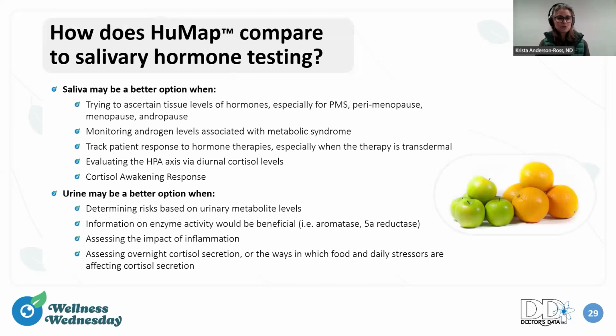Saliva is the best option when you want tissue-level hormone activity, especially for PMS, perimenopause, menopause, and monitoring transdermal therapies or diurnal cortisol patterns, including the cortisol awakening response. And urine is the best option when you need metabolic data, so we're looking at metabolites. Anytime you want to see metabolic data and insight into enzyme activity, like aromatase or 5-alpha reductase, or when looking for inflammation. As well, overnight cortisol secretion is reflected and might give you an indication of how lifestyle and stressors are going to affect cortisol output.